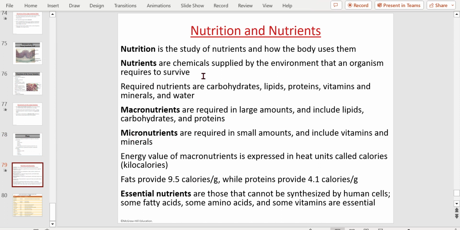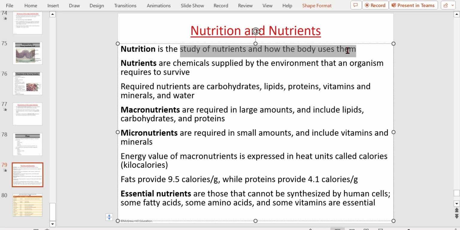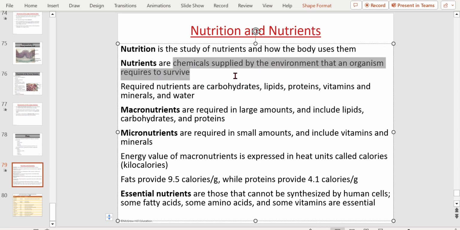Nutrition is the study of nutrients and how the body uses them. These nutrients are chemicals supplied by the environment that an organism requires to survive. Required nutrients are carbohydrates, lipids, proteins, vitamins, minerals, and water. Macronutrients are required in large amounts and include lipids, carbohydrates, and proteins. Micronutrients are required in small amounts: vitamins and minerals. The energy value of macronutrients is expressed in heat units called calories.